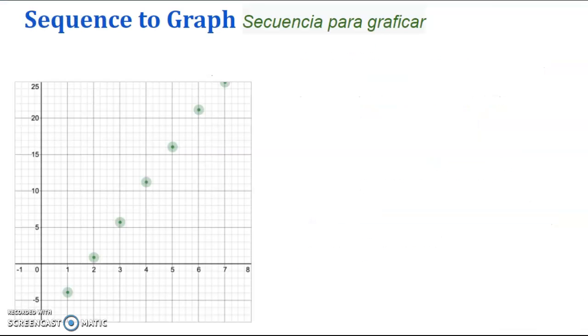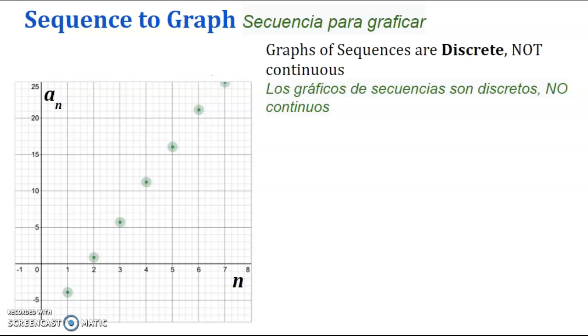Okay, let's summarize some of the key findings for sequence to graph. The x-axis represents the n, or the position or the term number, and a sub n represents the y-axis, or the value of each term. The graph of a sequence is discrete, not continuous.